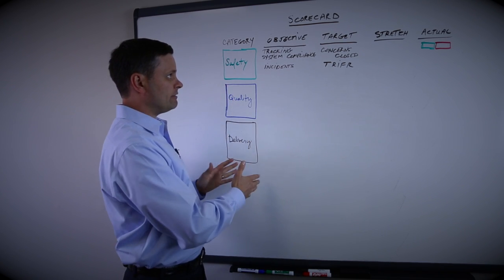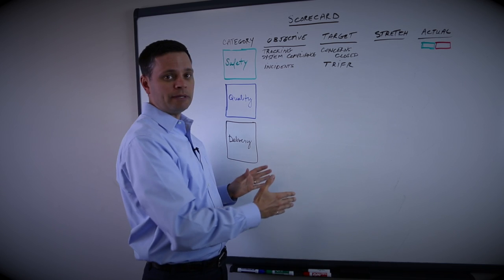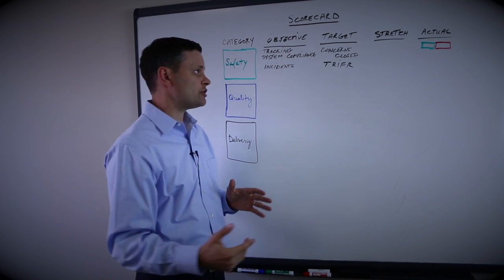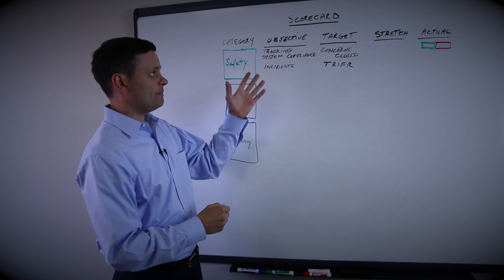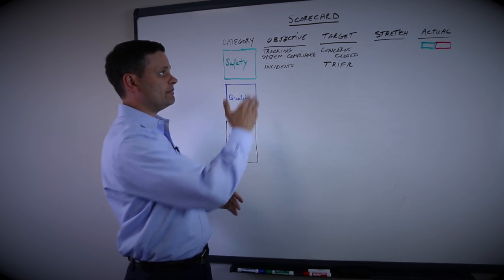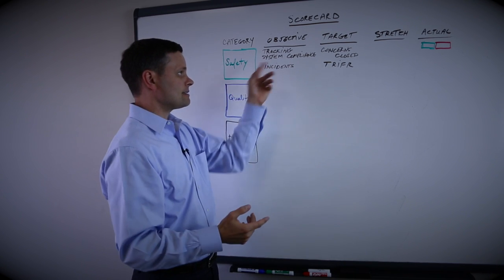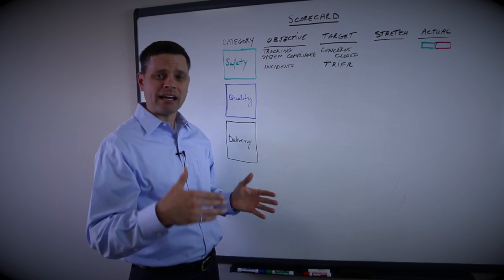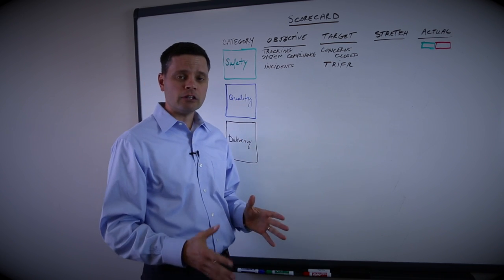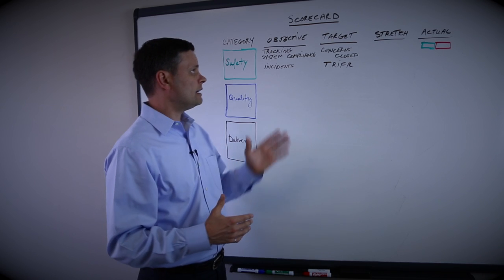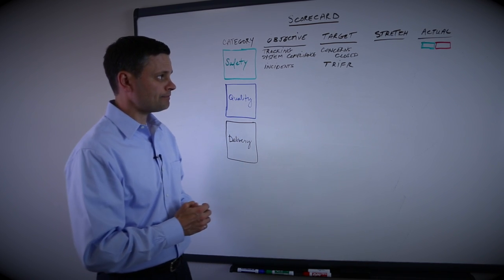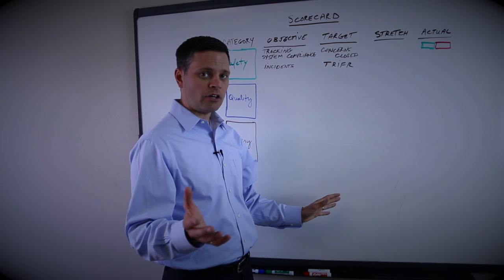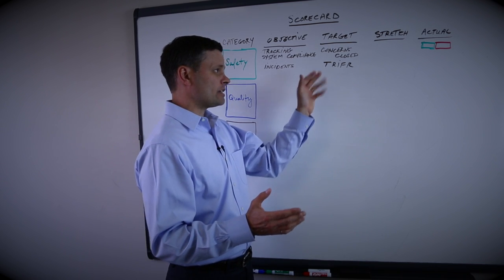Then from there, we have the categories. We want to be clear on the objectives that you determined in your strategy process. In this case, around safety, we've done a couple where we say tracking system compliance, and also around incidents. Around safety, we want to have very few incidents or no incidents as our objective. The scorecard then has a column that talks about target setting.